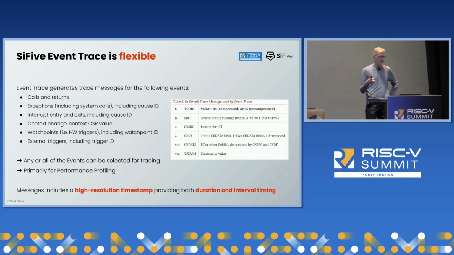An added benefit of reusing the N-trace is that you actually get high-resolution timestamps, which are already part of the N-trace specification of the trace messages, and which is very useful for performance profiling. You get very exact numbers because they are generated from the hardware, taken directly from the counters. So this is one thing that you can collect.